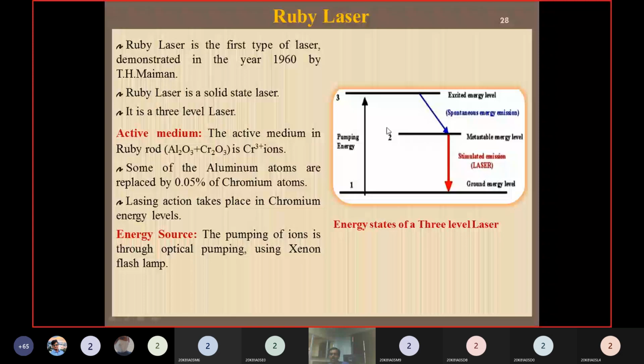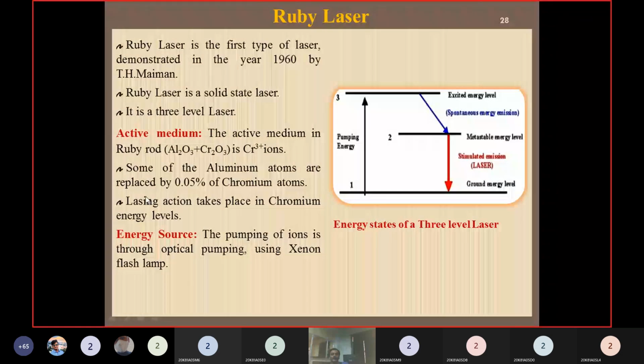And you have to write what is the active medium here. Generally we are using a ruby rod. Ruby rod consists of Al2O3 and Cr2O3, but the active medium is only chromium 3 plus ions. Next, what is the chromium percentage? Just 0.05% of chromium atoms replace the aluminum atoms. Okay, some of the aluminum atoms are replaced by just 0.05% chromium atoms. So how much chromium are we doping? 0.05% of chromium Cr2O3 we are doping here.